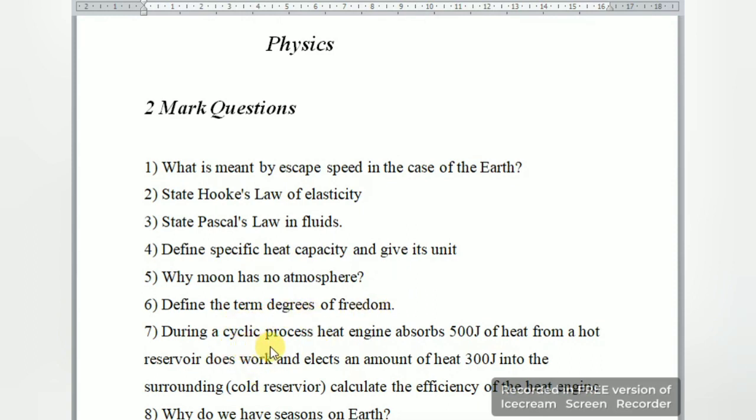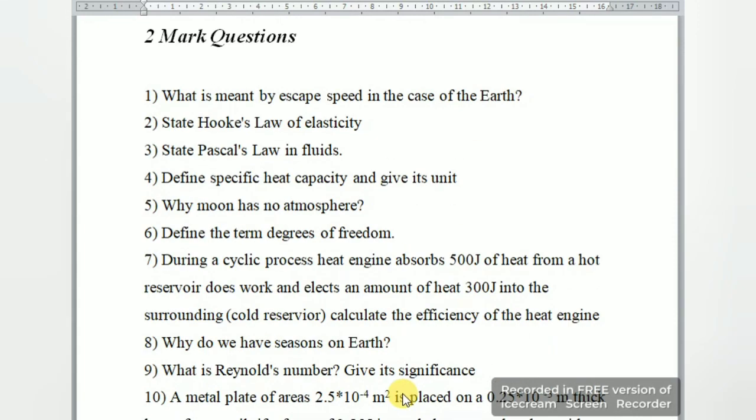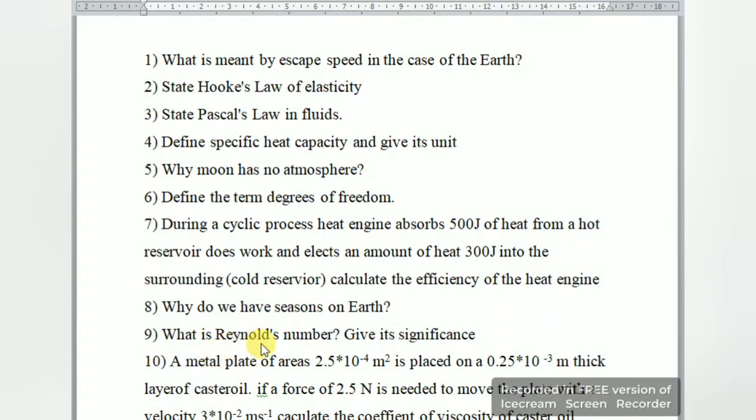Next, during a cyclic process, a heat engine absorbs 500 joule of heat from a hot reservoir, does work and ejects an amount of heat 300 joule into the surrounding cold reservoir. Calculate the efficiency of the heat engine. Next one, why do we have seasons on earth? Next, what is Reynolds number?